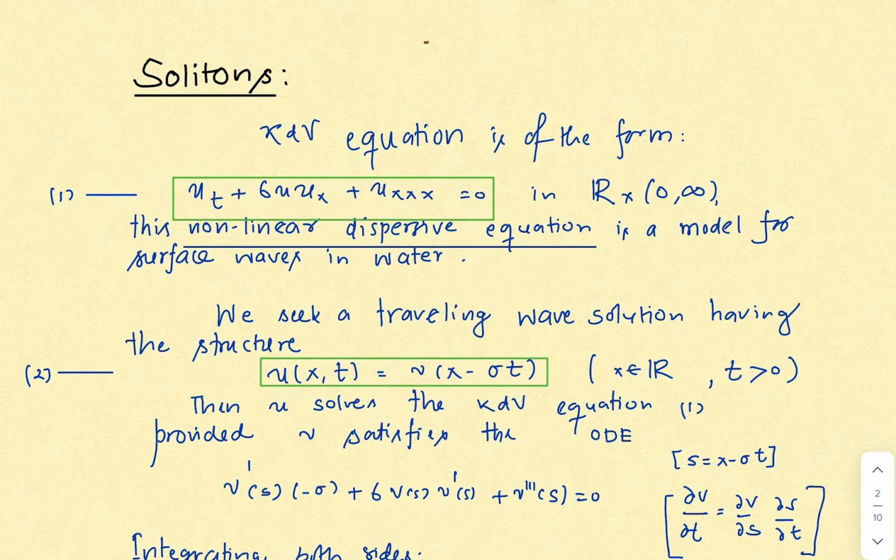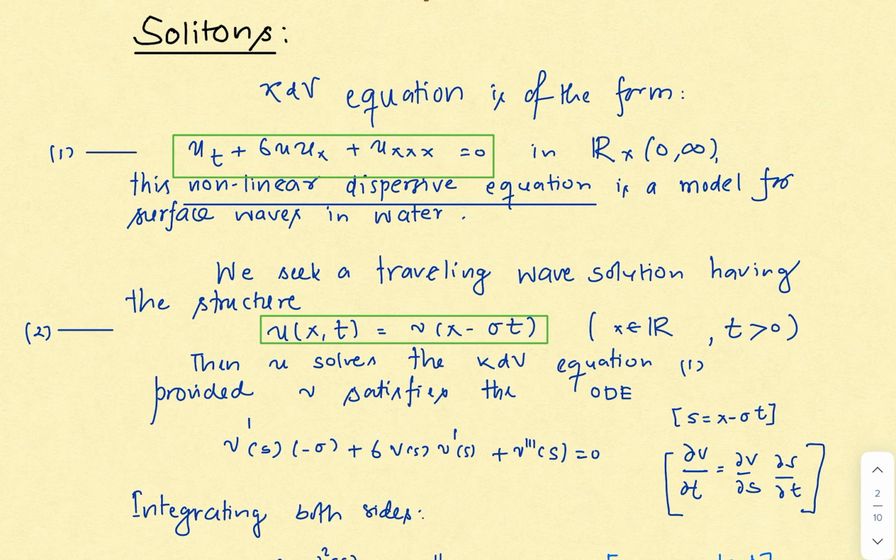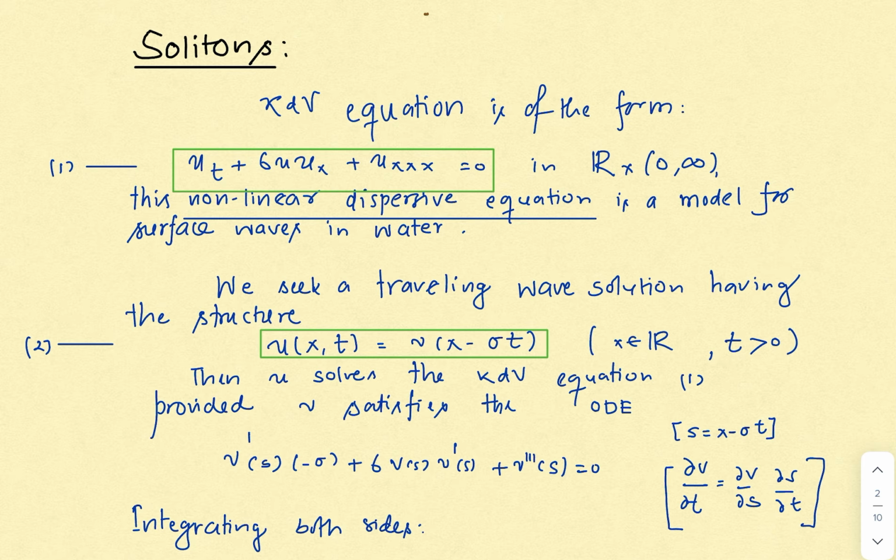Solitons. Let's go and discuss solitons. What is a soliton? Let's start from the KdV equation. The KdV equation is of the form u sub t plus 6 u u sub x plus u sub xxx equals 0. That means this is a nonlinear differential equation.